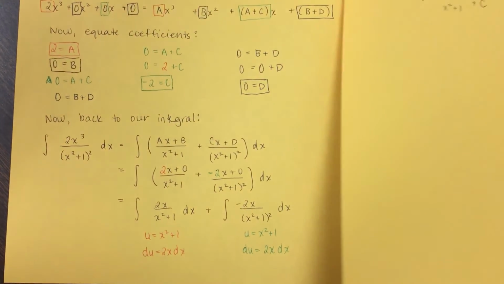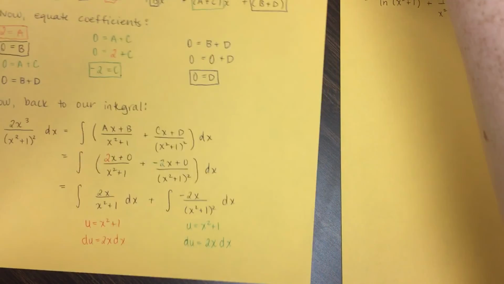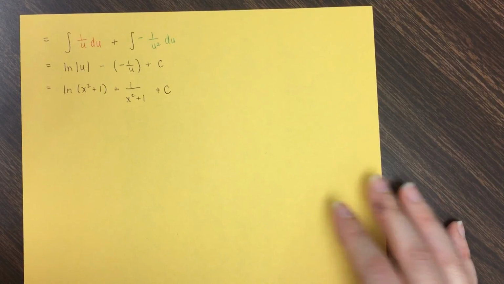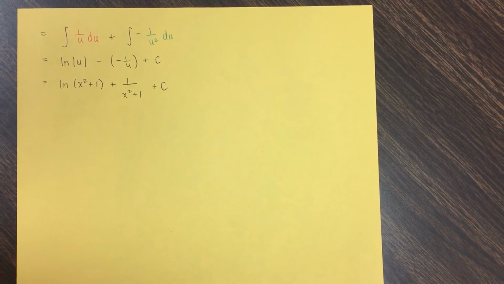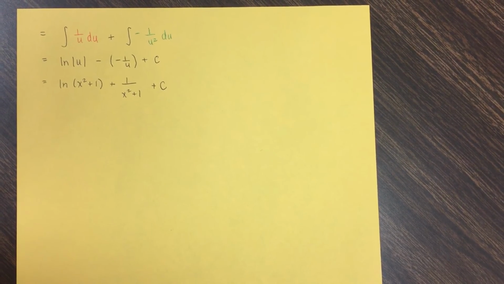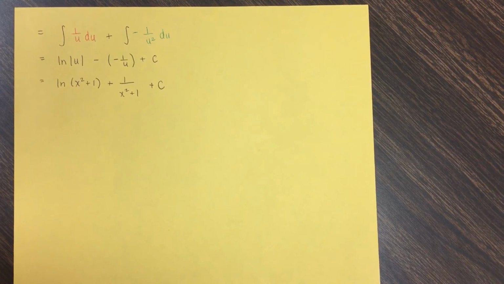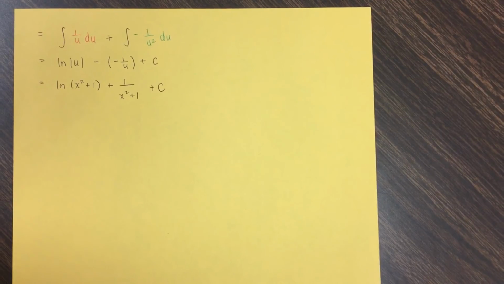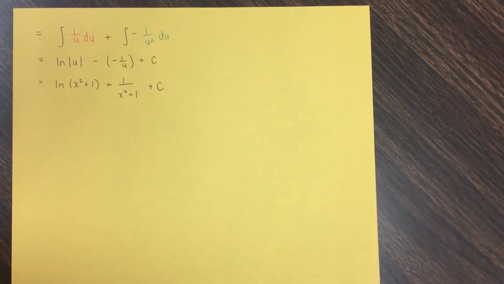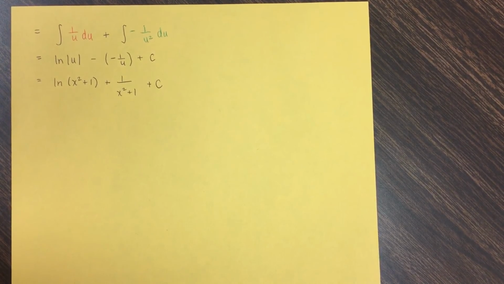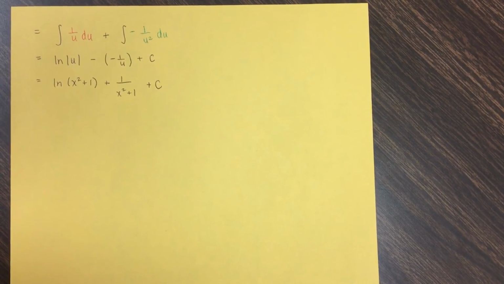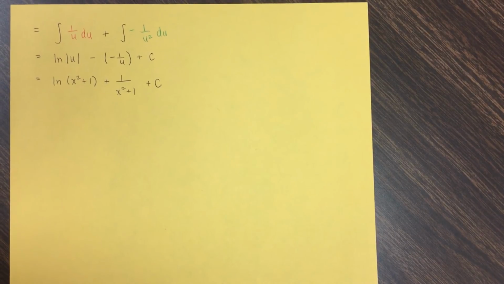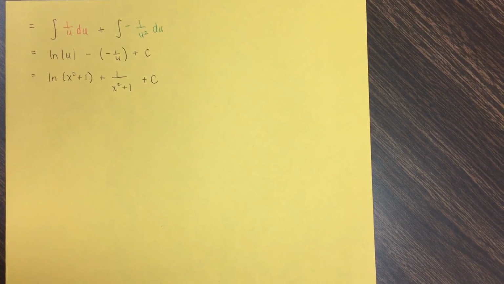So now that I have my u sub set up, I can go ahead and start the integration. So when I simplify it now, my new integral looks like the integral of 1 over u du plus the integral of negative 1 over u squared du. So on the left I get natural log of u, and on the right I get a negative from the coefficient and then a negative 1 over u from the power rule. So my last step is just to plug in u, x squared plus 1, and my constant c.